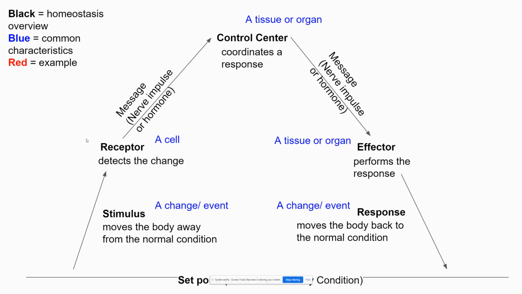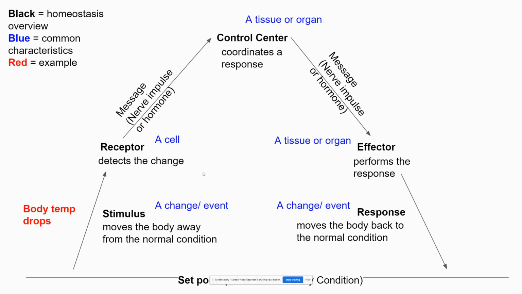On average, the temperature of the human body is maintained at around 98.6 degrees Fahrenheit, although some physicians argue that it's not exactly this, and it varies from person to person. For this example, let's just say that the body temperature lowers just slightly below 98.6 degrees Fahrenheit. So that's our stimulus. That is a change from normal. That is a change from the set point, in this case, of body temperature. Therefore, the stimulus in this example is a drop in body temperature.